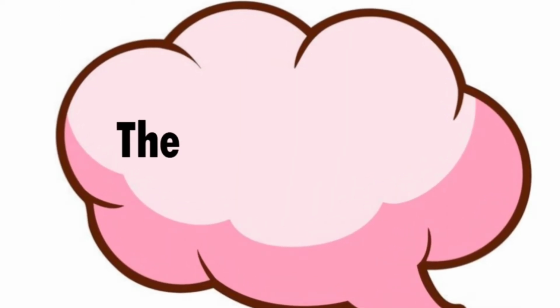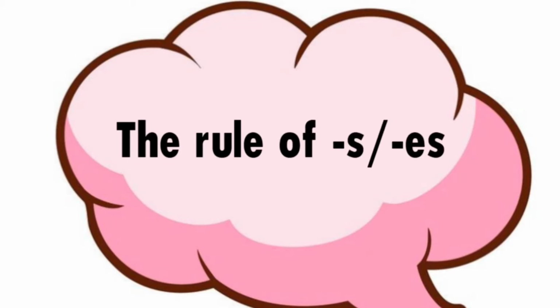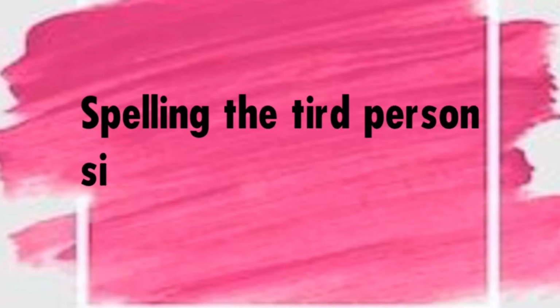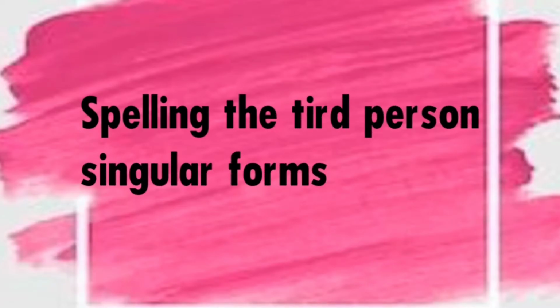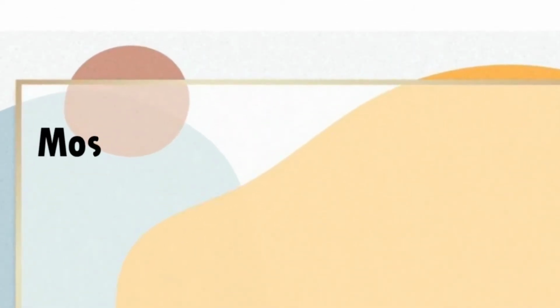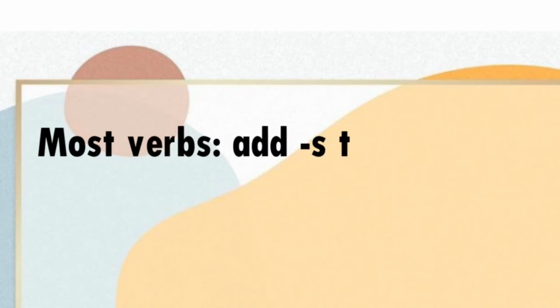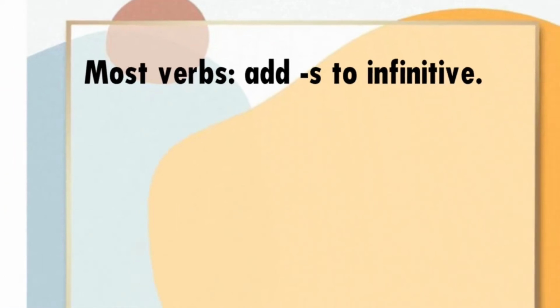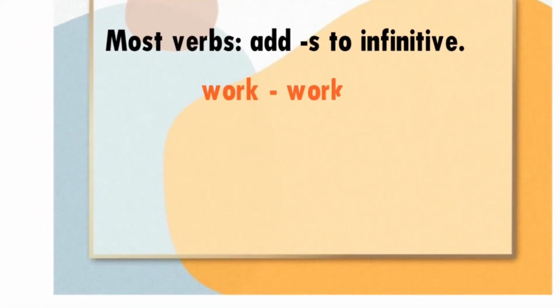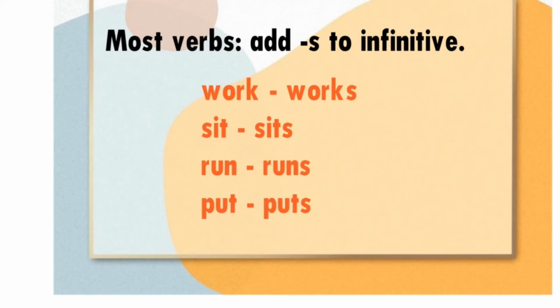Let's get to the formative rule of this tense. This is about the rule of s or es for the third person singular forms. Most verbs require only an s ending in the third person singular. The examples are works, sits, stays.